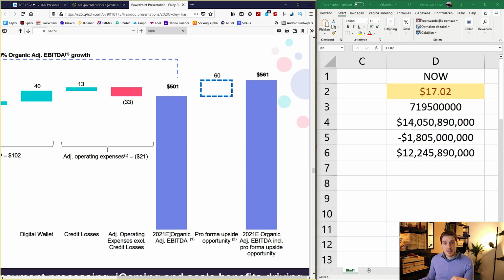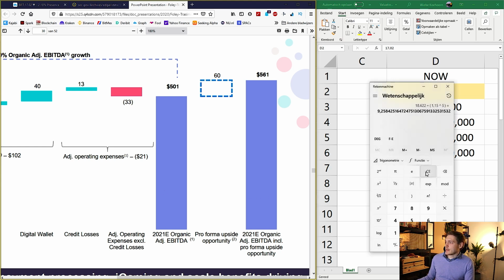The organic EBITDA would be $501 million, but because they're going to merge with the SPAC and because they're going to be given additional money to increase their amount of growth, they expect that their EBITDA is going to grow as well from 501 million to 561 million this year. So that is the first number that we are going to use, okay? $561 million. We can actually put that in our calculator. So now we already have our EBITDA.